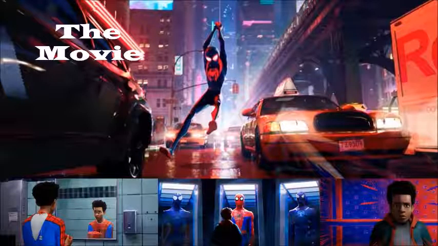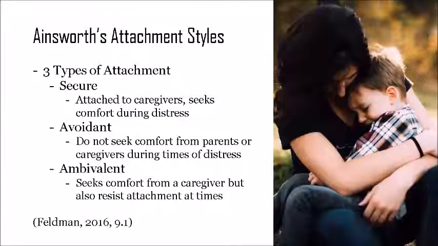And this movie is especially unique in the sense that it features Miles' parents and the different connections that he has with his family. To begin, we'll talk about Ainsworth attachment styles.